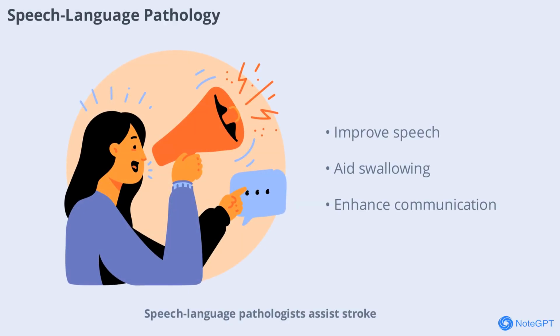Speech-language pathologists assist stroke patients who have difficulty speaking, understanding language, or swallowing. Therapy may include exercises to strengthen muscles, improve communication, and teach alternative ways to express needs. Early intervention can greatly enhance recovery and quality of life for those affected by speech or swallowing difficulties.